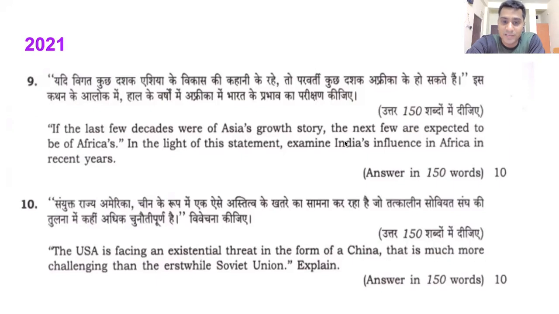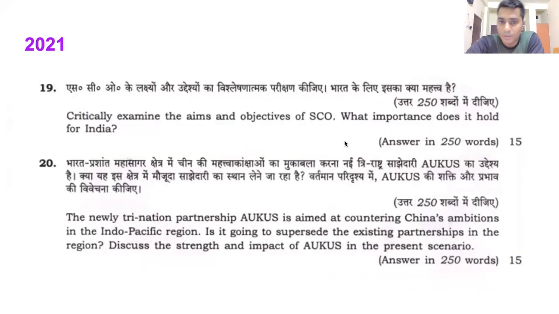The USA is facing an existential threat in the form of China that is much more challenging than the erstwhile Soviet Union. Explain. Critically examine the aims and objectives of SCO. What importance did it hold for India? The new tri-nation partnership of Australia, United Kingdom, United States is aimed at countering China's ambitions in the Indo-Pacific region. Is it going to supersede the existing partnership in the region? Discuss the strength and impact of AUKUS in the present scenario.